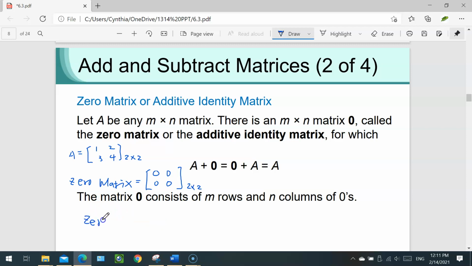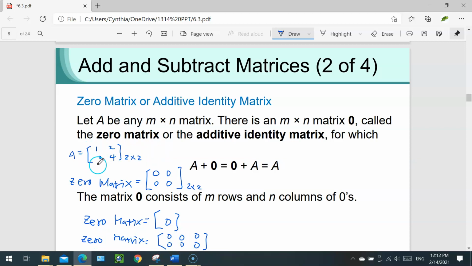A zero matrix of 1 by 1, you will have just a single number 0 inside of the matrix. When you have a zero matrix of 2 by 3, you will have 0, 0, 0, 0, 0, 0. That means the size of the zero matrix you can manipulate, but the elements inside the zero matrices are always the same element, which is the number 0. We call it the zero matrix.